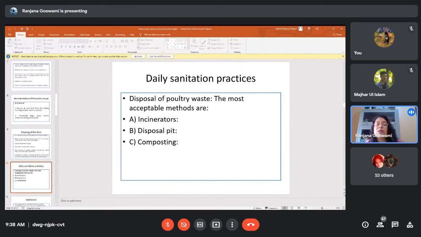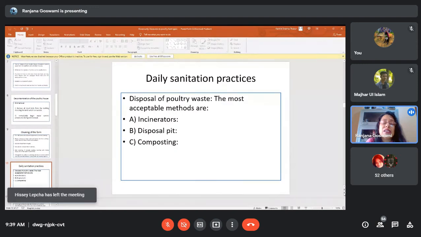Whatever waste feeds will be there, and litter materials will be there, so many things will be there. So how are you going to do it? You can use incinerators. Incinerators are the equipment where you can put the things, and you put on the switch, and the waste materials will be burnt completely.